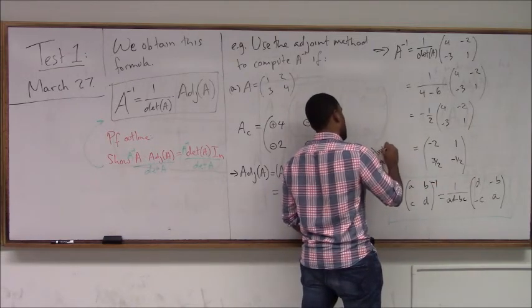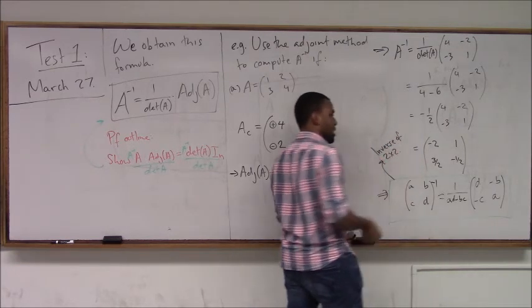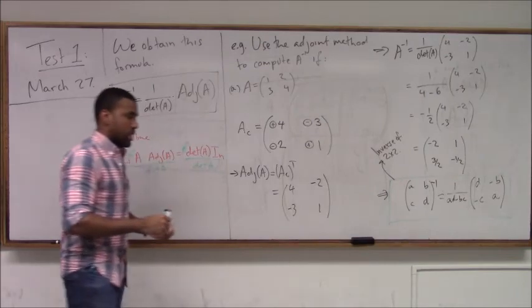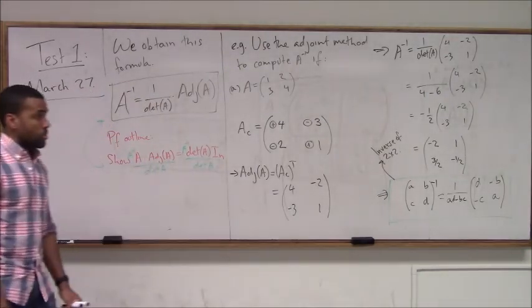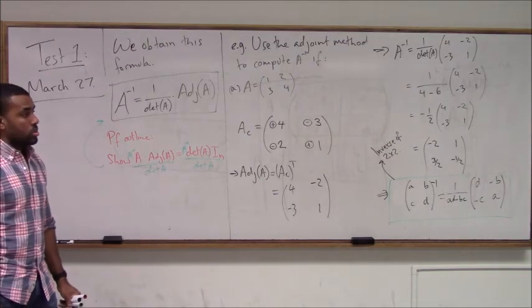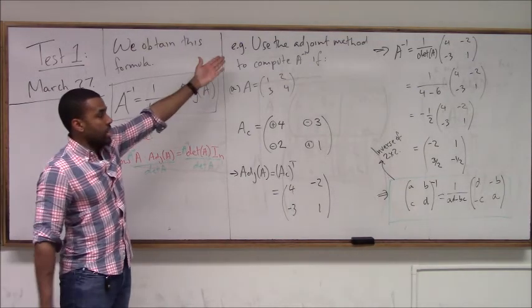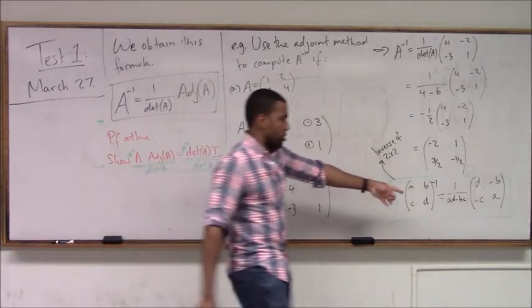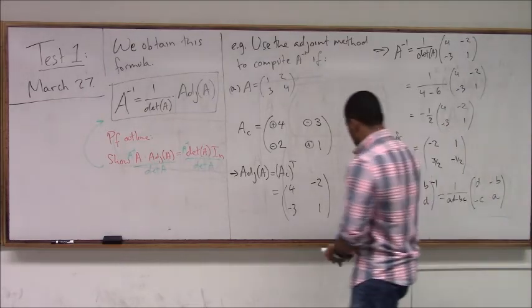So this is the inverse of a 2 by 2. It has a nice formula. You can use this method on any matrix, but this shortcut can't work on a 3 by 3. For 2 by 2s, it turns out to be a shortcut: you can just swap the two entries on the main diagonal, change the sign on the other two, and divide by the determinant.